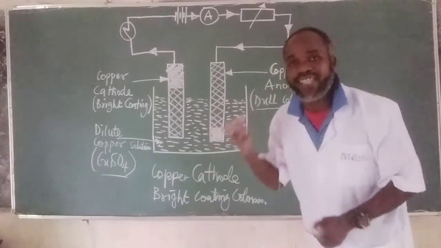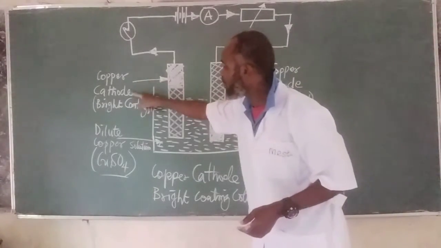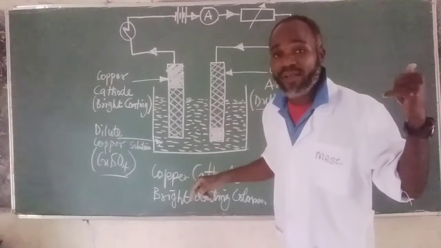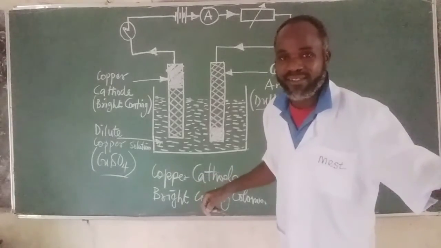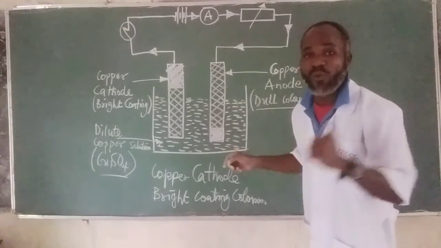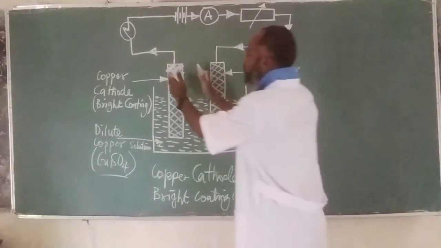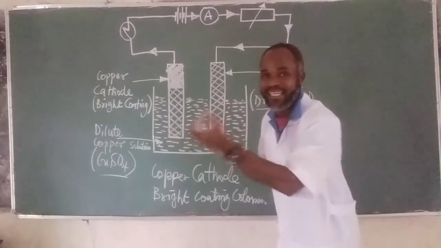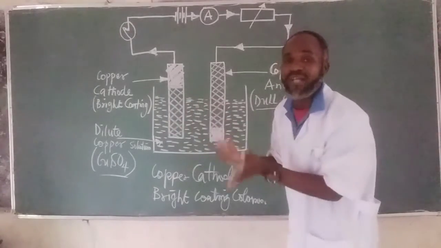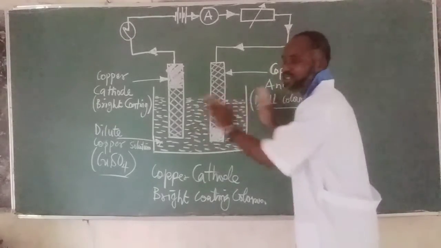After weighing them the second time, it is observed that the mass of the copper cathode electrode is greater than what it was when it was initially weighed. And then the anode is even lesser than what it was when it was initially weighed. The summary is that the cathode has gained more mass, while the anode has lost some amount of mass, making it have less mass value because of this.